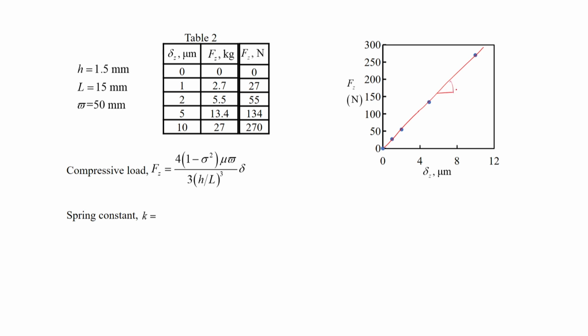The plot looks like this, and we can do a best fit and find this particular slope. The slope gives basically the spring constant. So, that is equal to 4 into (1 minus sigma squared) by 3, into (h by L) whole cube, into mu, into this w over here. This whole thing will be equal to the slope. The slope comes out to be 27, in Newton per micron, so it should be 27 times 10 to the power 6. Remember that this is in micron and this is Newton, and K has a unit of Newton per meter.